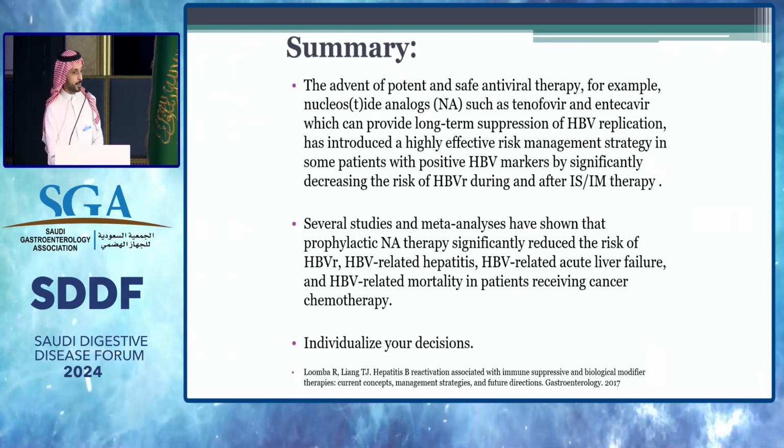So in summary, the advent of potent and safe antiviral therapy, for example, nucleoside analogs, has provided long-term suppression of HBV replication. It introduces an effective management strategy for these patients. And as a matter of fact, several studies and meta-analyses have shown that prophylactic NA therapy significantly reduces the risk of reactivation-related hepatitis or liver failure.